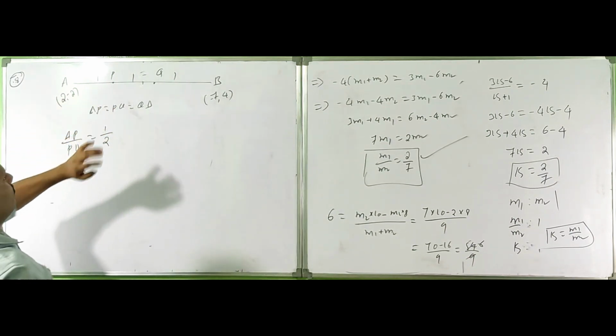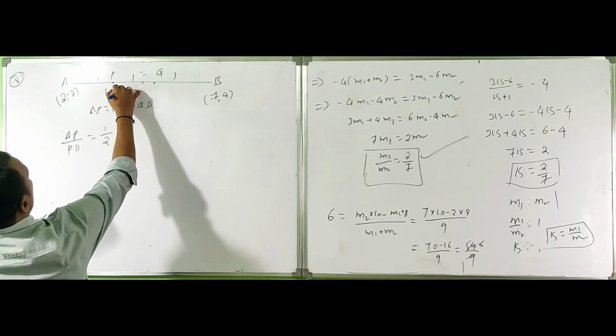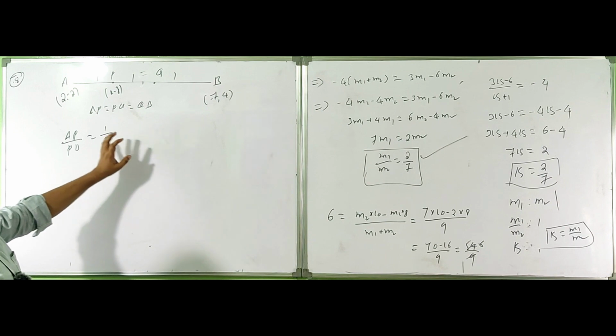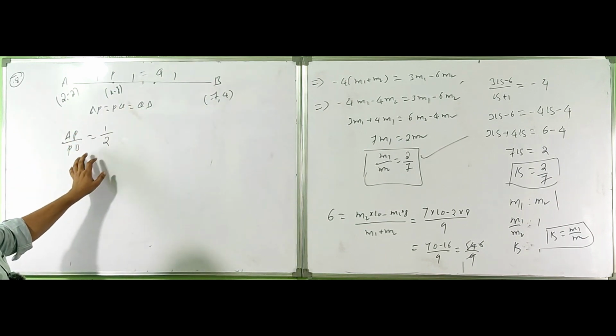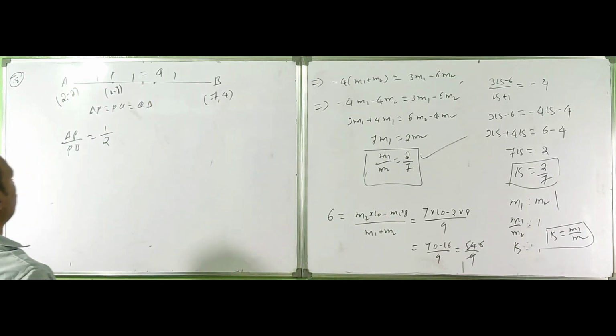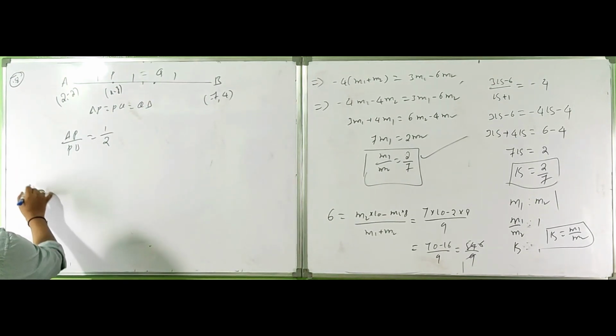So this point I can take as (x, y), and now we can divide using the section formula. AP by PB is 1 by 2. This is the 1 unit, 2 unit ratio. Therefore, point P is equal to the solution.